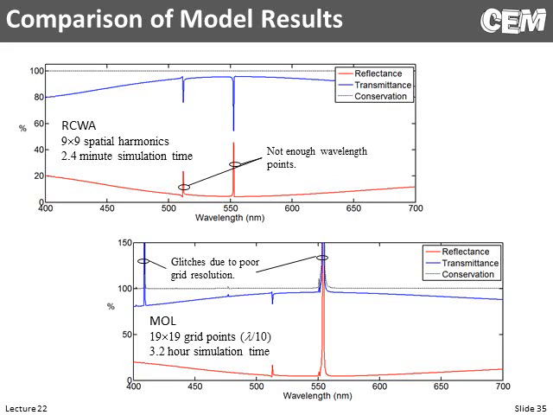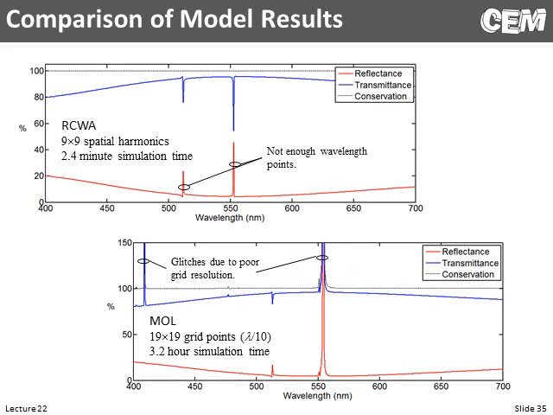Now let's look at the method of lines. I used lambda over 10 resolution, which ended up being 19 by 19 grid points. This would be roughly equivalent in RCWA using 19 by 19 spatial harmonics. This took over 3 hours to simulate, and it looks a little bit ugly. Notice these glitches. These are going over 100%. This one looks really ugly.